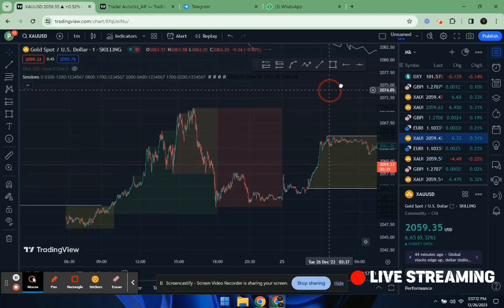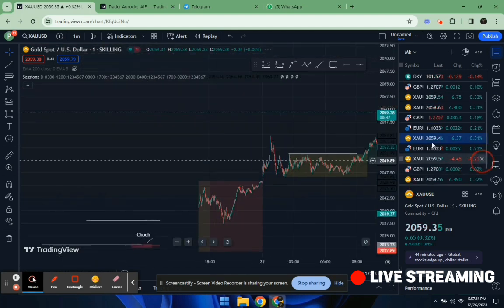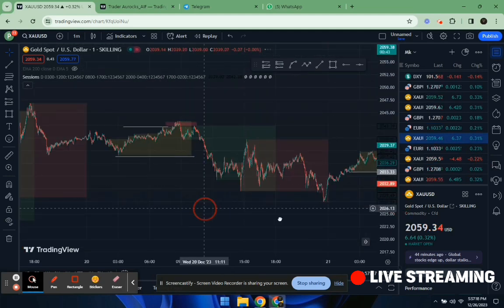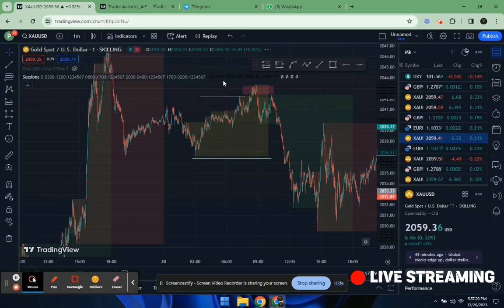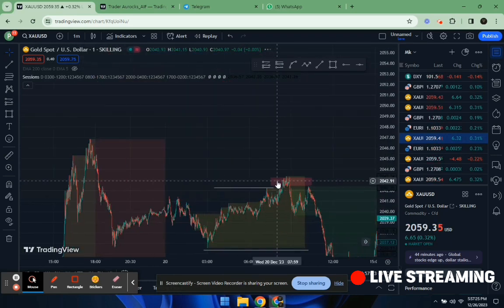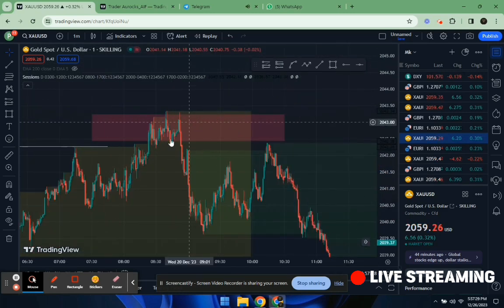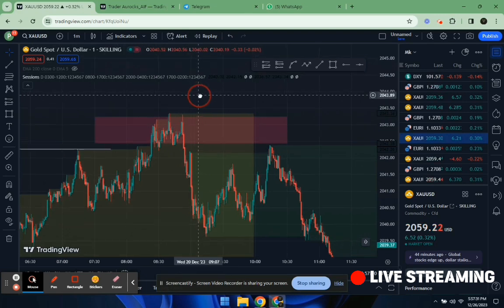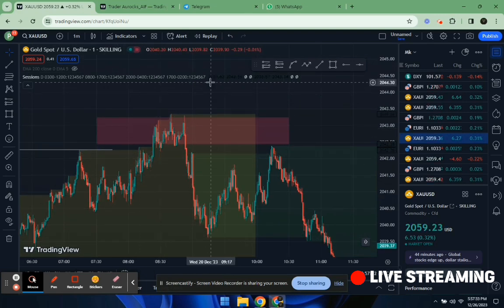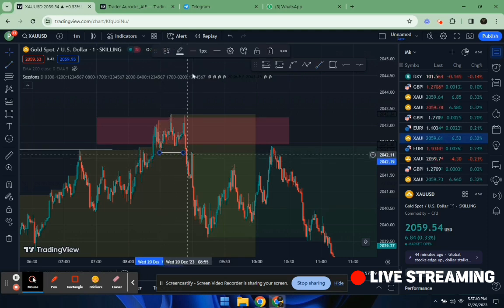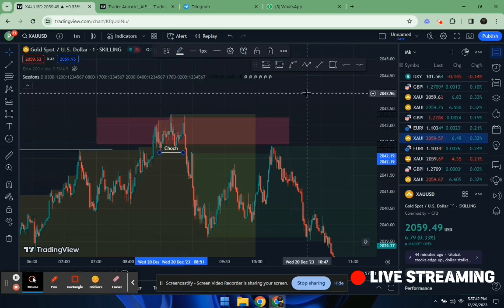Let's look at that point. Yeah, so how would we have entered this trade? First of all, what is our most reasonable change of character? So our change of character was here. This is the chalk, and then we would have entered based on the fair value gap, which was over here.